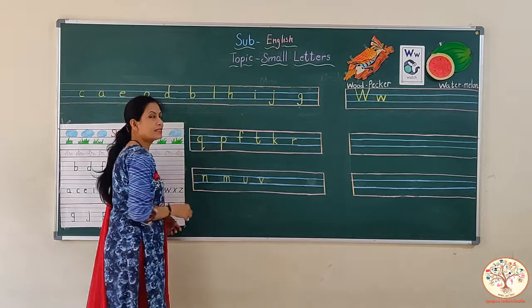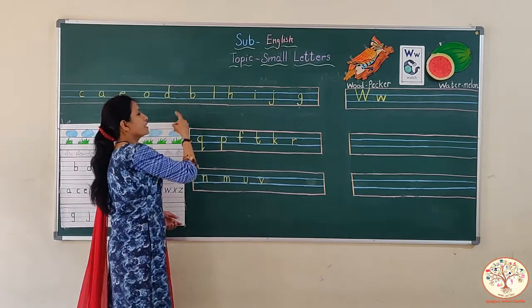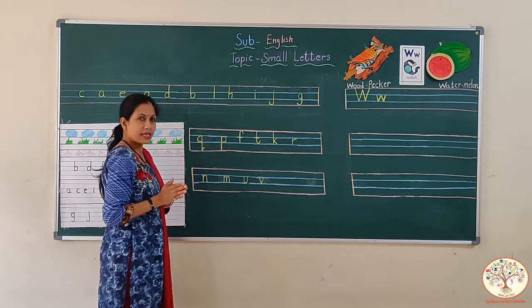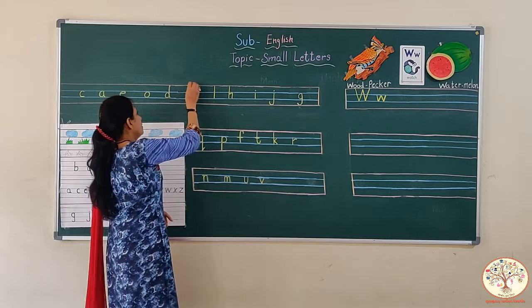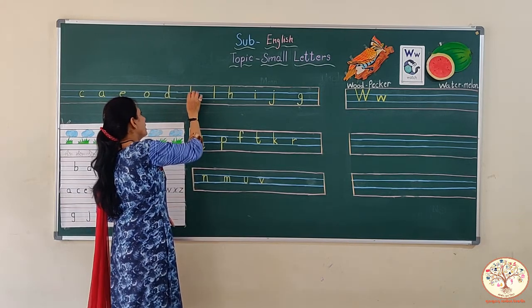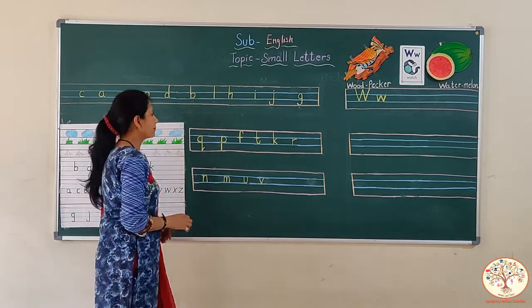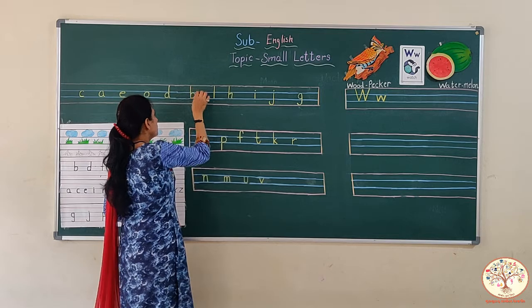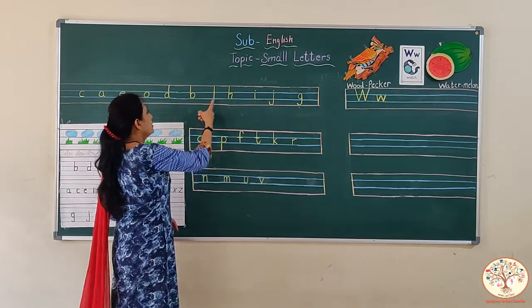And this one is, tell me. Yes, this is letter B. B says B. First we make a standing line in 3 lines, 1, 2, 3, and then a left curve. This is B. Capital B has 2 curves, small b has only 1 curve.